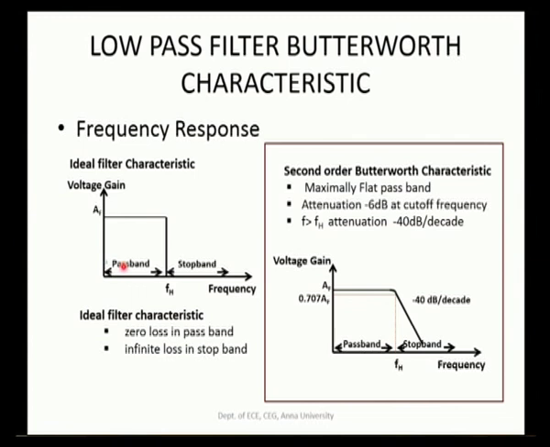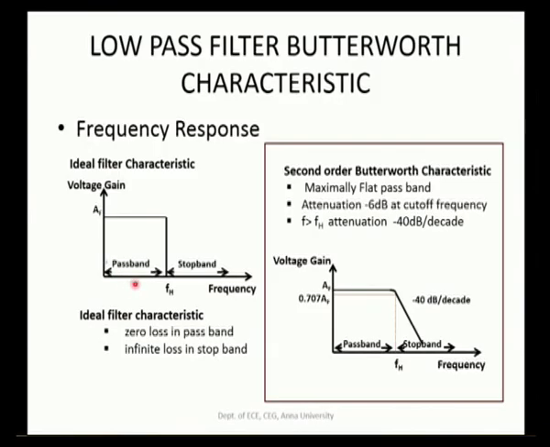So, let us see the frequency response characteristic of the Butterworth filter, which we will be using for realizing. The frequency response characteristic of an ideal filter is the one that is shown here. The frequency response is voltage gain as a function of frequency. Voltage gain, as we know, is the ratio of V out, the output voltage of the filter, by V in. The frequency of the input is varied, and V out is plotted. So, this forms the frequency response characteristic.